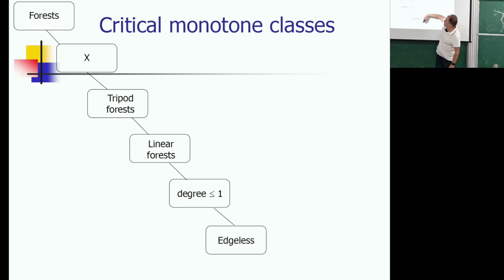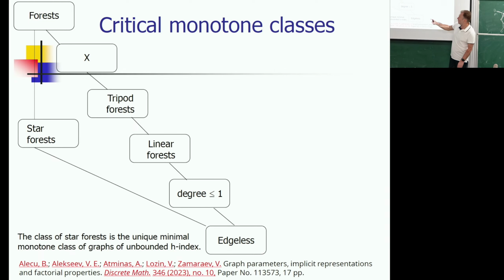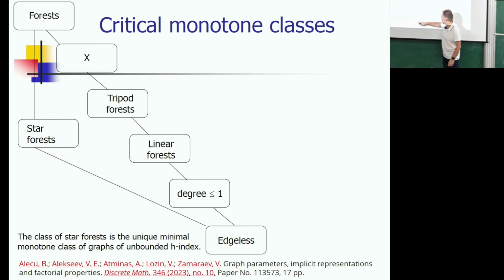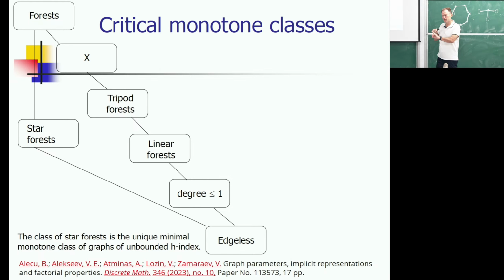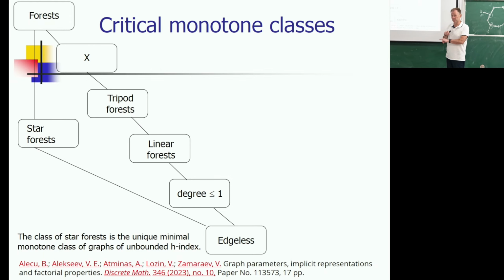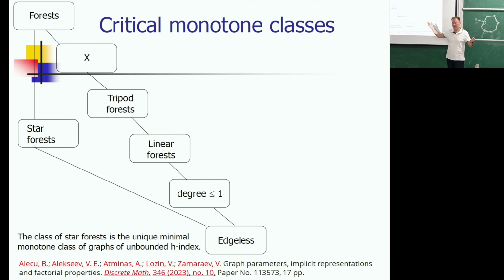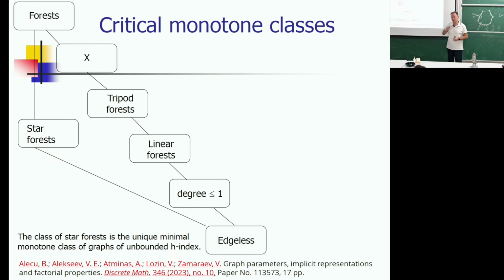This sequence of classes is a chain. For instance, I know that the class of star forests is critical. In what sense? For instance, with respect to the so-called H index. H index is the maximum value of k, such that the graph contains k vertices of degree at least k. In the class of forests, this parameter is unbounded. You can find arbitrarily many vertices of arbitrarily large degree. And this is a minimal hereditary class where the H index is unbounded.